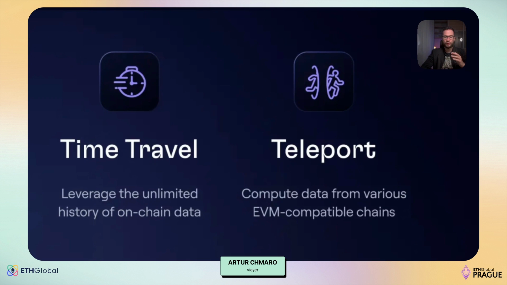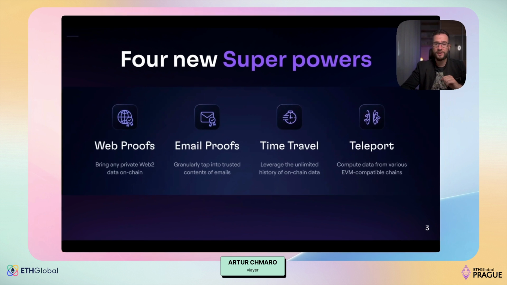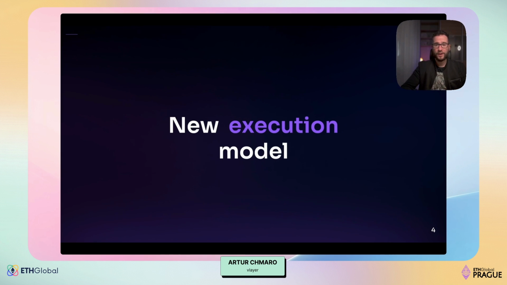Time travel allows you to jump to a certain block number and read state in the history. And teleport is quite the same thing, but you can jump to some other chain and basically read cross-chain data and again verify it in your smart contracts. And now I think it's a perfect moment to talk about how it's even possible.